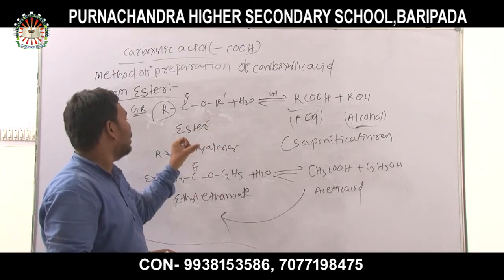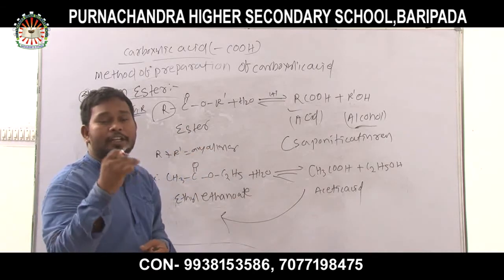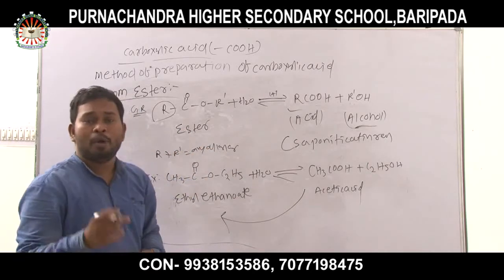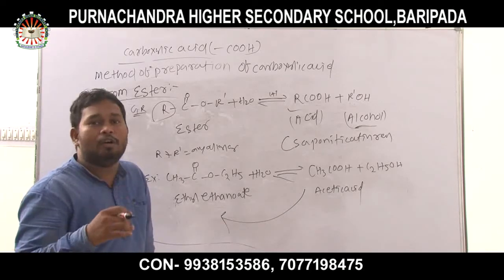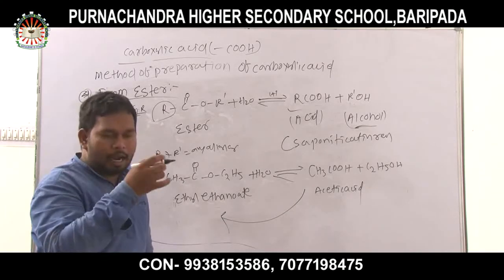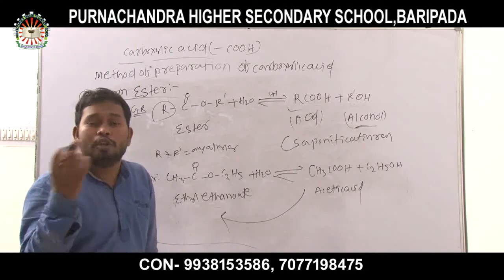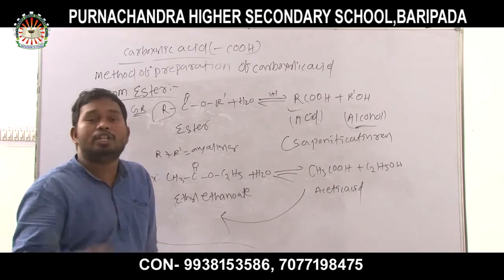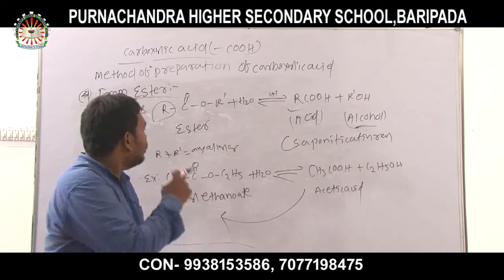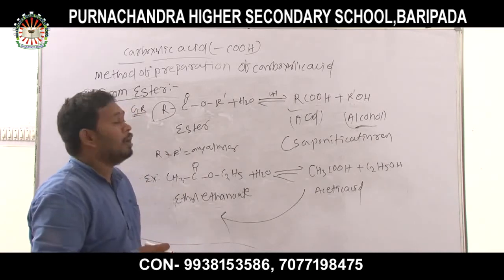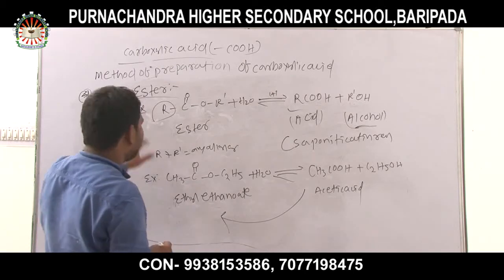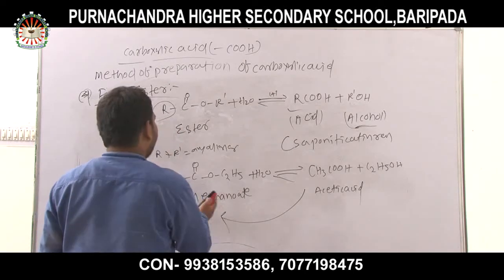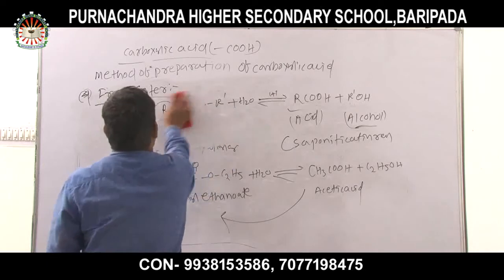The first one is when ester undergoes hydrolysis, then acid and alcohol are formed, which is called saponification reaction. And when acid and alcohol combine, then an ester is formed, which is called esterification reaction. It is also one property of carboxylic acid. We can study it later. From ester it is complete. Then the next one is from Grignard's reagent.